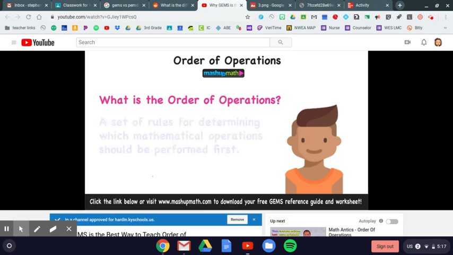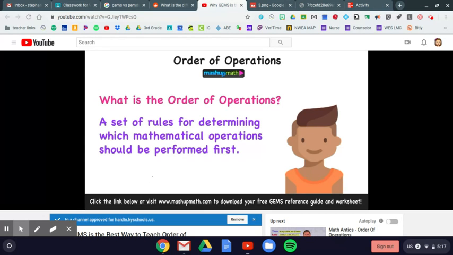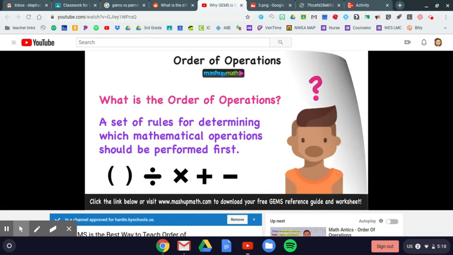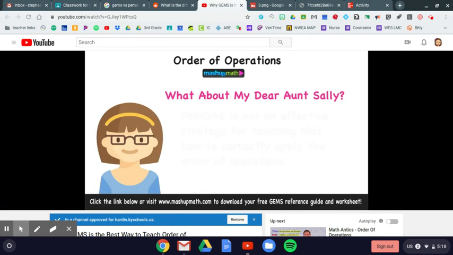Okay, so he reminds you what is the order of operations. It's what it is. It's an order of operations, a set of rules for determining which math facts are done first. Addition, subtraction, multiplication, and division, and we see those in parentheses sometimes.